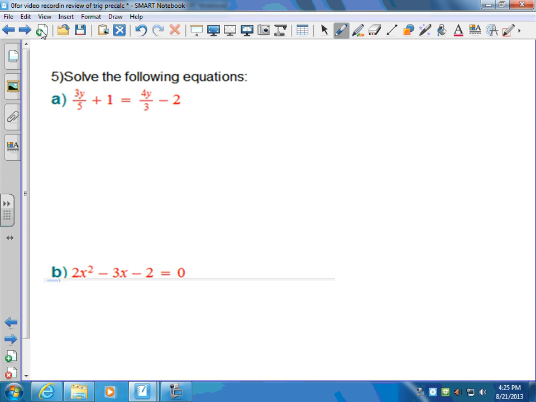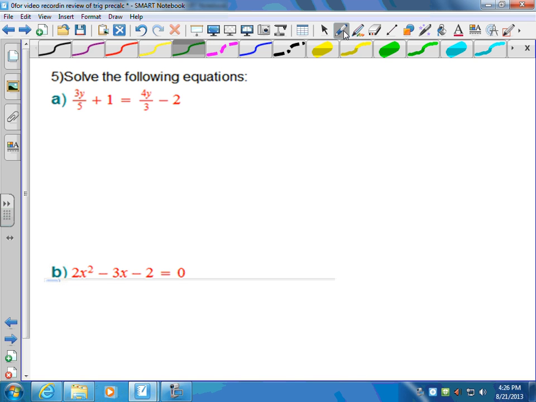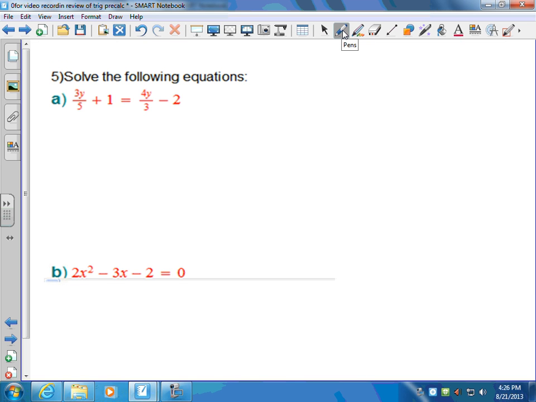So for this question, it's a linear equation. And what I'd like to do is get rid of the denominators by multiplying both sides by the least common denominator, or 15. Of course, there are various ways to solve this equation, and any one of those ways would be okay with me, as long as you show your work and you get the same answer. So I'll multiply both sides by 15, and then distribute the 15.